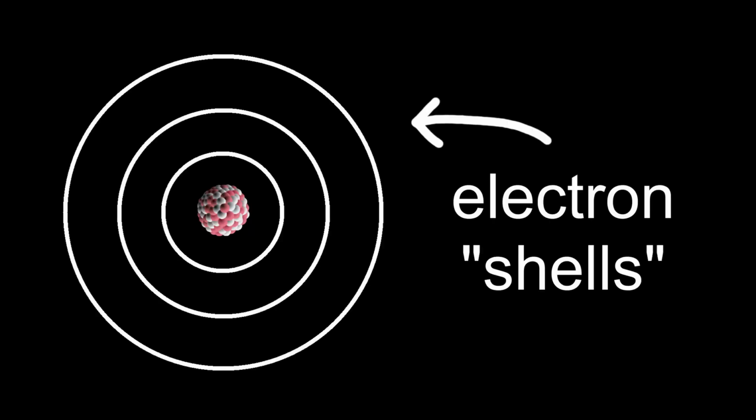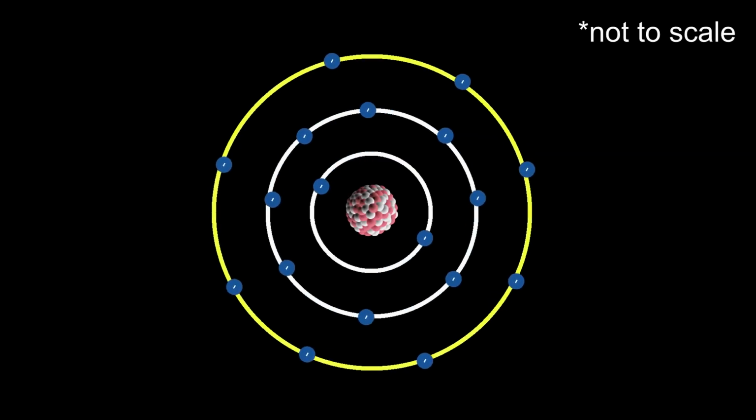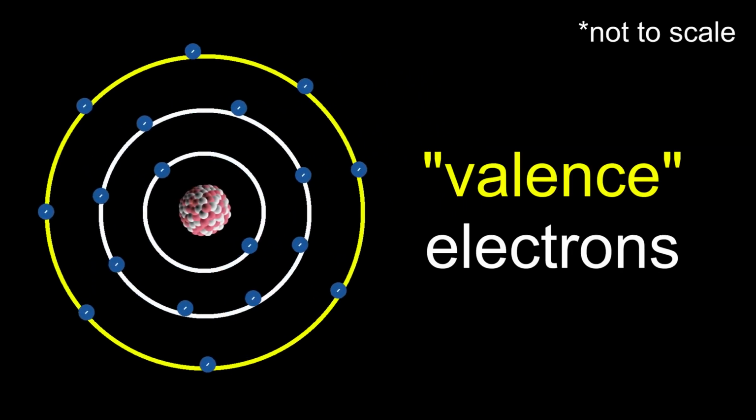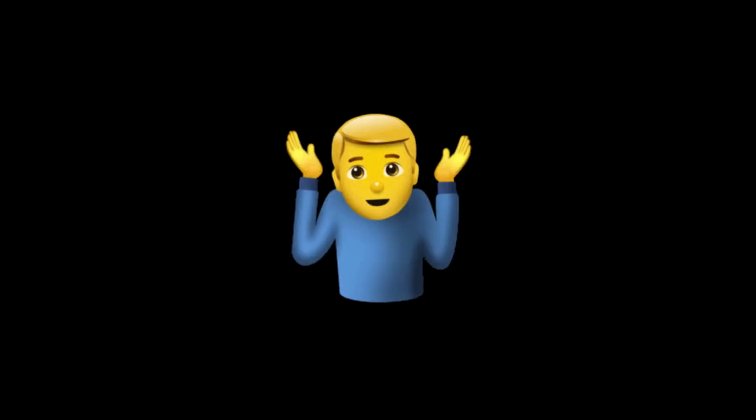Quantum mechanics tells us that this is not what atoms actually look like. They look more like this, but we'll get to that later. For now, just think of atoms as having multiple electron shells. The electrons in the outermost shell are called valence electrons. Most of chemistry is really just the behavior of these electrons.